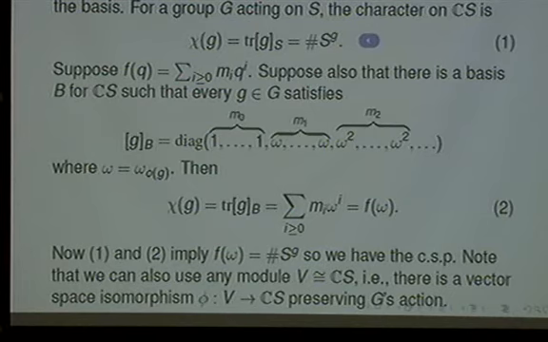Module isomorphic just means they're isomorphic as vector spaces via some map phi, and phi preserves the G action. That is to say, if I were to act in V by some element of G and apply phi, I'd get the same thing as if I first applied phi and then acted. You have a commutative diagram. And the reason we're going to need this is sometimes we can come up with a module which has more structure than CS does, and where we need the structure. And you'll see this in the example.